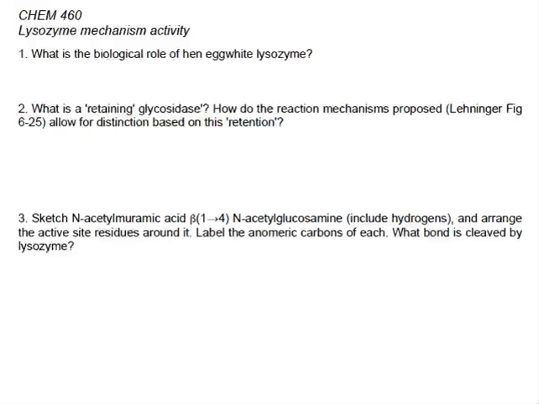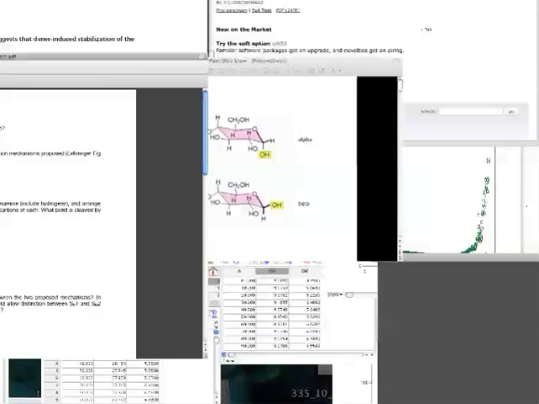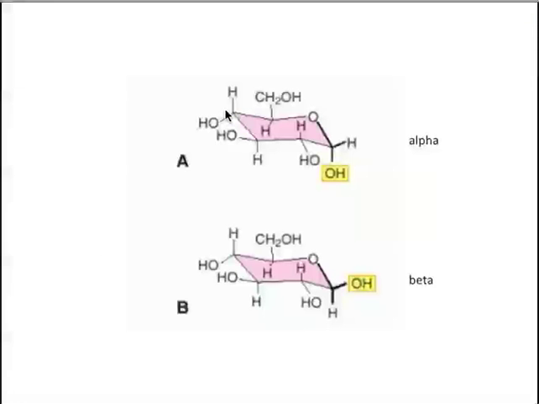the egg white. I should say that egg white has a number of different antibiotic strategies, all of which are very interesting and serve together to be very effective in maintaining that sterile environment. What's a retaining glycosidase, and how do the reaction mechanisms proposed allow for distinction based on this retention? Let's look at some slides for a moment first. Let's wrap some of these questions together.